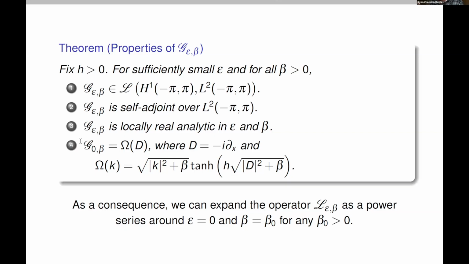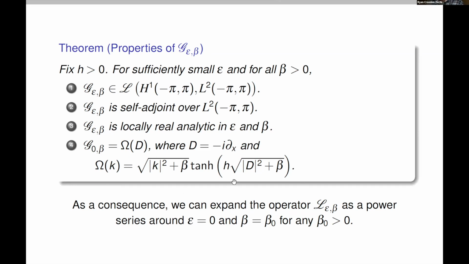We know, and this is the most important thing that we know, that this operator is locally real analytic in epsilon and beta, which basically means I can represent this Dirichlet-Neumann operator as a Taylor series expansion around epsilon equals 0 and around any beta value that I want. That's the thing that we're going to exploit the most. And then lastly, we know exactly what this Dirichlet-Neumann operator does when epsilon is exactly 0. In that case, the Dirichlet-Neumann operator is a Fourier multiplier operator, and here's the symbol for that Fourier multiplier operator.